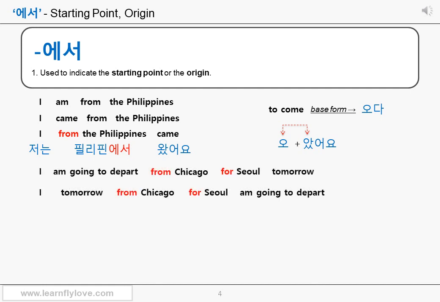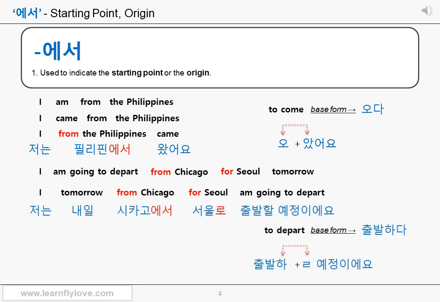Next example. I'm going to depart from Chicago for Seoul tomorrow. The future tense is used. The from Chicago part indicates the starting point. So you use the particle 에서 for this part. The usual order of the words is going to be like this. The subject I comes first, followed by the time-related word tomorrow. And the starting point from Chicago comes first, and the direction or the destination for Seoul comes after. The predicate part am going to depart comes at the end. I, tomorrow, from Chicago, for Seoul, am going to depart.